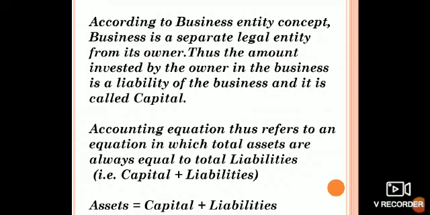According to the business entity concept, a business is a separate legal entity from its owner. Thus, the amount invested by the owner in the business is a liability of the business and it is called capital. The accounting equation thus refers to an equation in which total assets are always equal to total liabilities, that is, capital and liabilities. Assets is equal to capital plus liabilities.